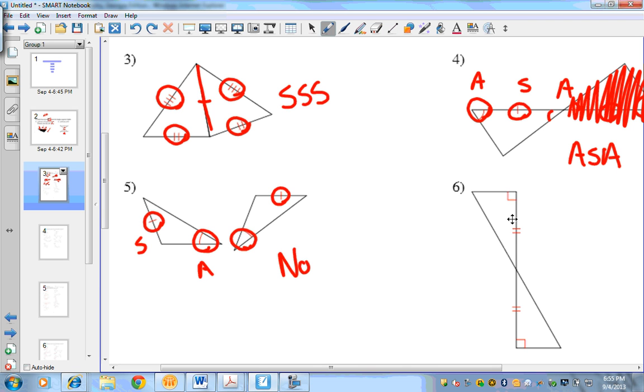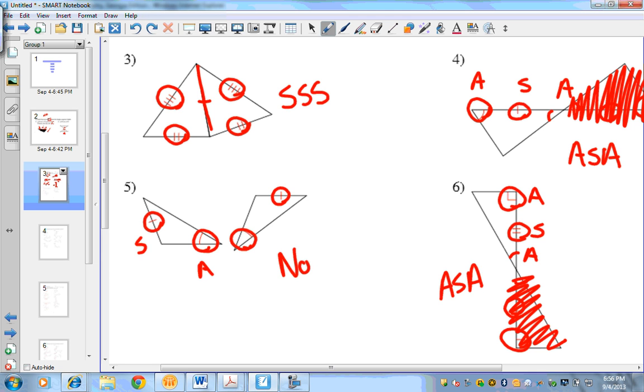Let's look at question number 6. We know that is a right angle, and they are congruent. We know that this side is congruent to this side. This angle is also congruent to that angle. So do we have enough information to prove that those are congruent? And the answer is yes, because there's a side in between these angles. Now, I didn't erase the triangle, but I'm just going to do it right now. And that's angle, side, angle. Okay, moving on.